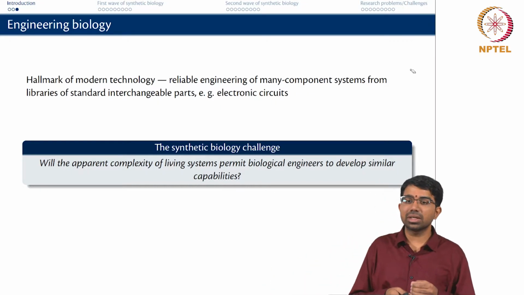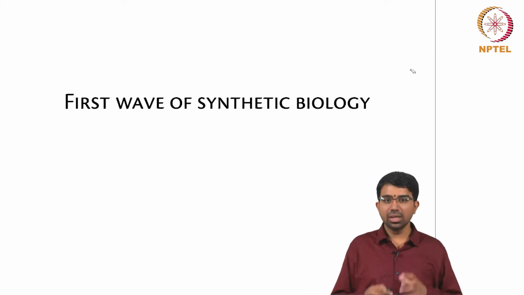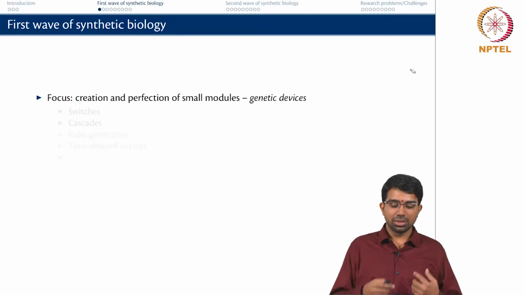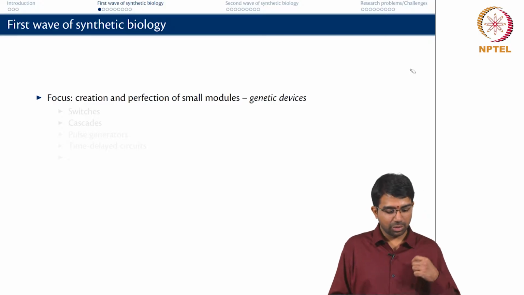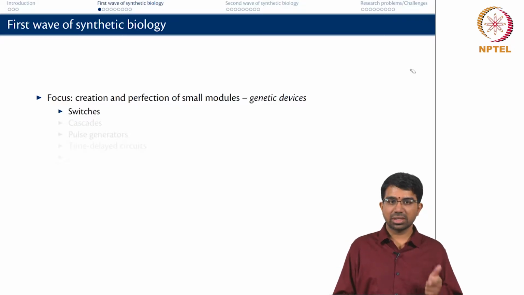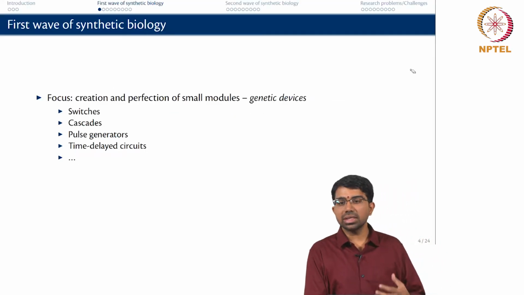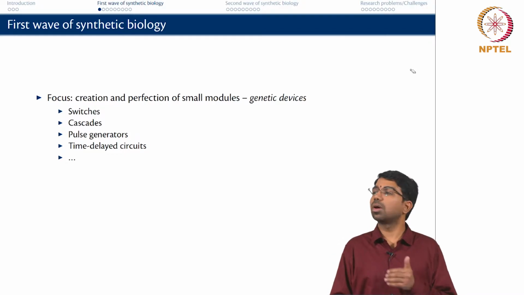So, this predictability becomes a very important aspect and is difficult to achieve. Right. So, let us look at what was the first wave of synthetic biology. The idea is very nice and there were lots of toys. So, what were the toys? People created small genetic devices like switches, cascades, pulse generators, time delayed circuits and so on, right. All these modules or parts become central to creating more complex systems.